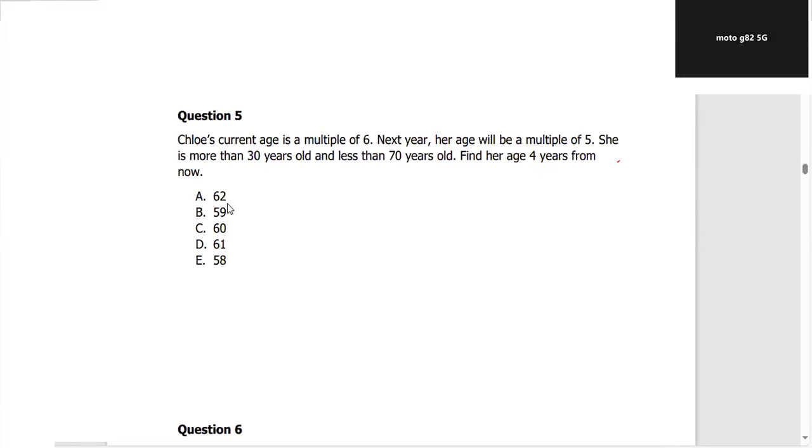Now, question number 5. Chloe's current age is a multiple of 6. Next year, her age will be a multiple of 5. She is more than 30 years old and less than 70 years old. Find her age 4 years from now. Okay, so what is today's age? Now they're saying it is a multiple of 6. Next year, her age will be a multiple of 5. For a number to be a multiple of 5, it has to end with a 0 or a 5.